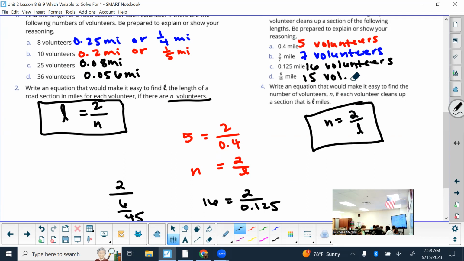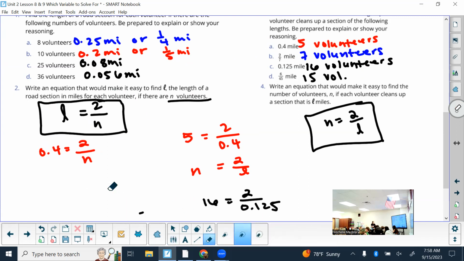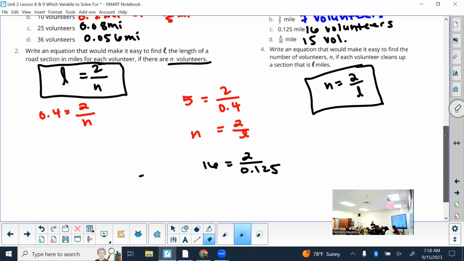And note it says write an equation that makes it easy to find the number of volunteers n. Now, this used to drive me crazy in high school when they made us rearrange equations, because I would just be like, well, why can't I just plug in the length over here, so like 0.4, into the equation we already made, and then solve for n. And although it works, if I do that, it just takes way more steps. But I'll show you that briefly.